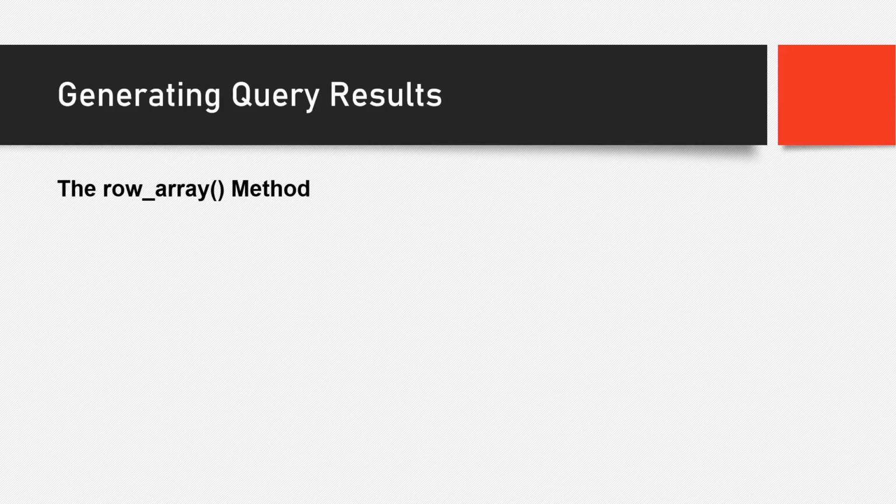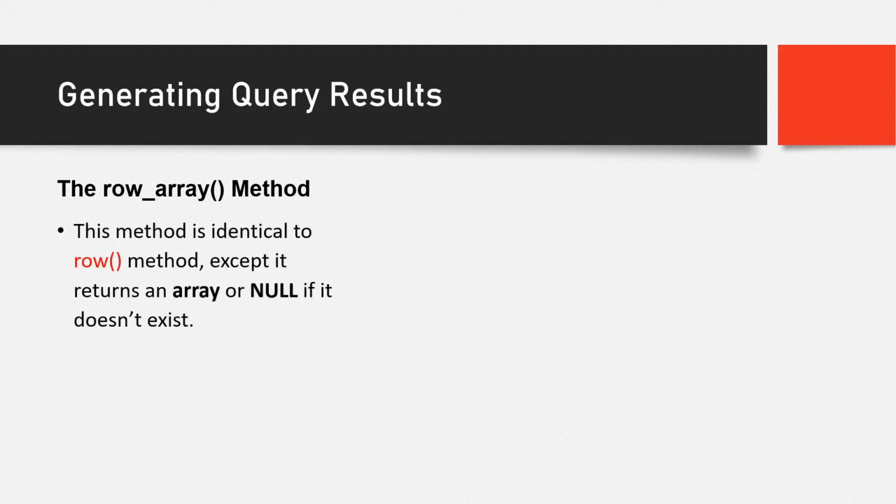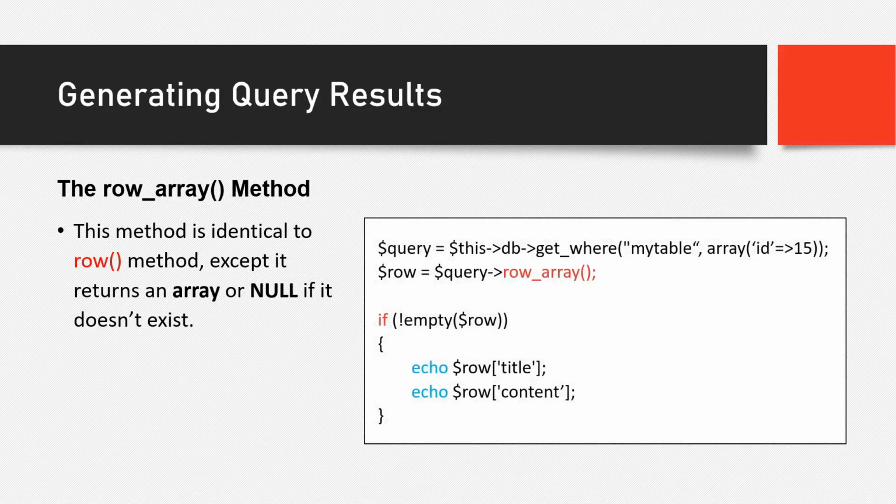Now, the next method is what we call row array. This method is identical to the row method except it returns an array or null if it doesn't exist. So the query is almost the same. The difference is that instead of using the row method, we use the row array method. And then we also check here if the row has a value. But in trying to access the specific value, instead of the arrow, we use square brackets. That is because we are already using the row array. Okay? So that's the only difference between them.